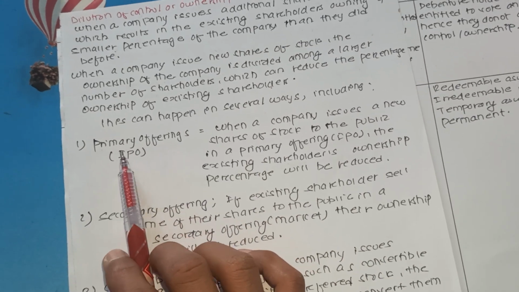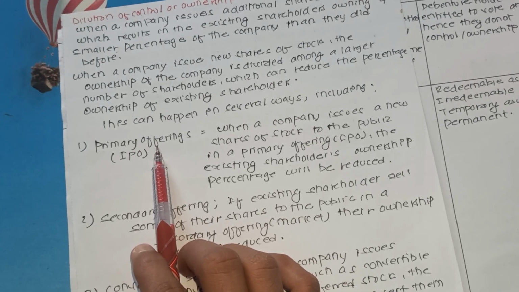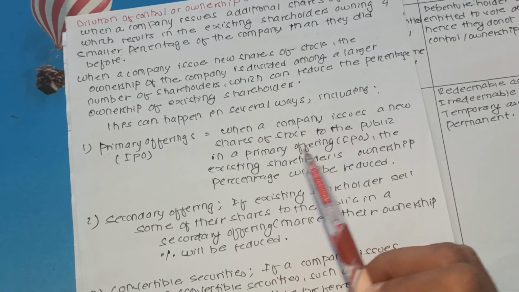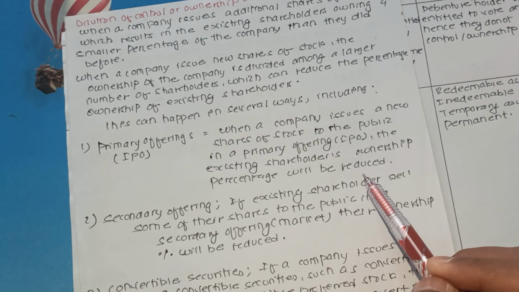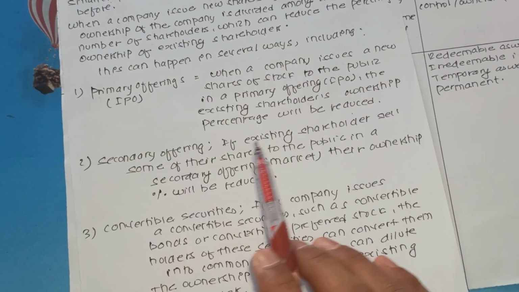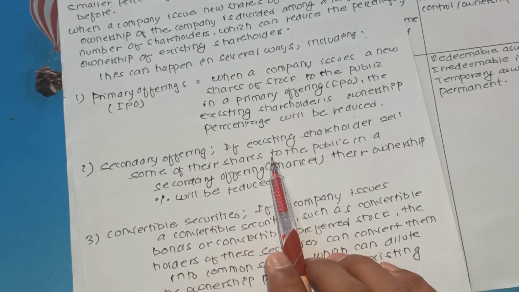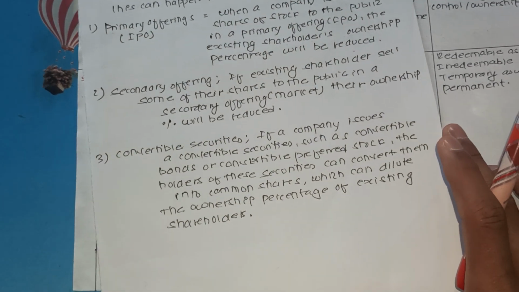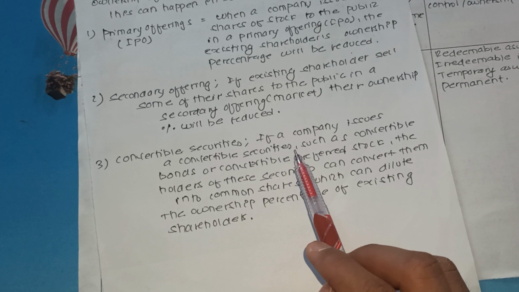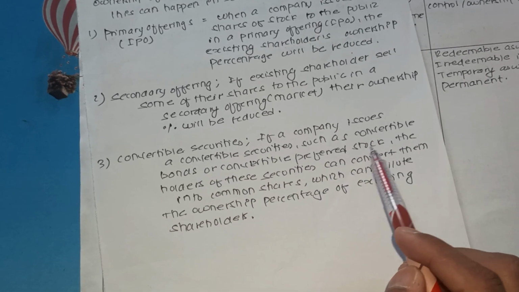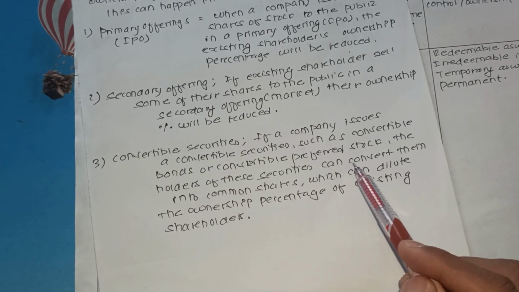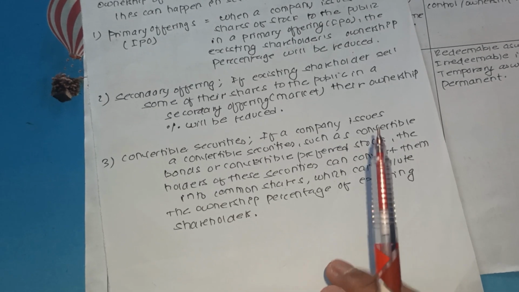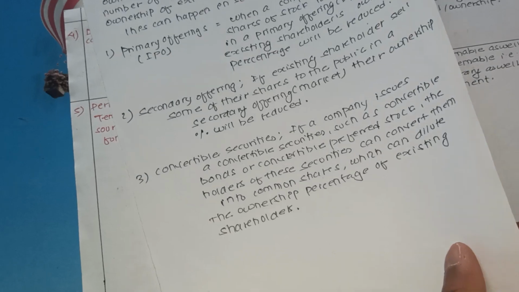First, from an IPO, a primary offering. When a company issues new shares of stock to the public in a primary offering, that is an IPO, the existing shareholders' ownership percentage will be reduced. Similarly, in a secondary offering, if existing shareholders sell some of their shares to the public in the market, their ownership percentage will be reduced. Similarly, convertible securities: if a company issues convertible securities such as convertible bonds or convertible preferred stock, the holders of these securities can convert them into common shares, which can dilute the ownership percentage of existing shareholders. I think you have understood what dilution of control or ownership is.